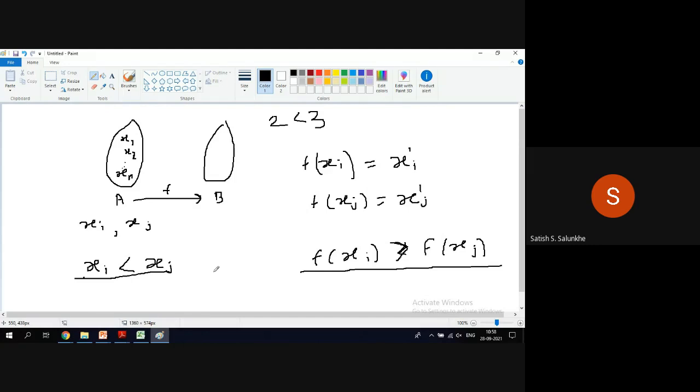We'll see this more when we start the algebraic structure. For the time being, just remember: if you take any x and y from the domain, and x is less than y, and f of x is also less than f of y for all such x, y, then it is strictly increasing. But if f of x is greater than f of y for x less than y, then it is a strictly decreasing function. That's it.